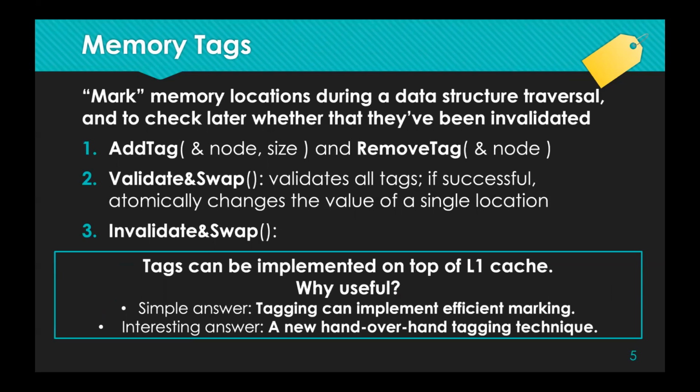Okay, so what we show in the paper is that tags can be implemented efficiently on top of L1 cache for reasonable MESI type protocols. And then we show that, first of all, they are useful to implement efficient marking, which is maybe not that surprising. But then what we also notice is that they enable a new and interesting hand-over-hand tagging technique, which we actually believe is a more noteworthy result.